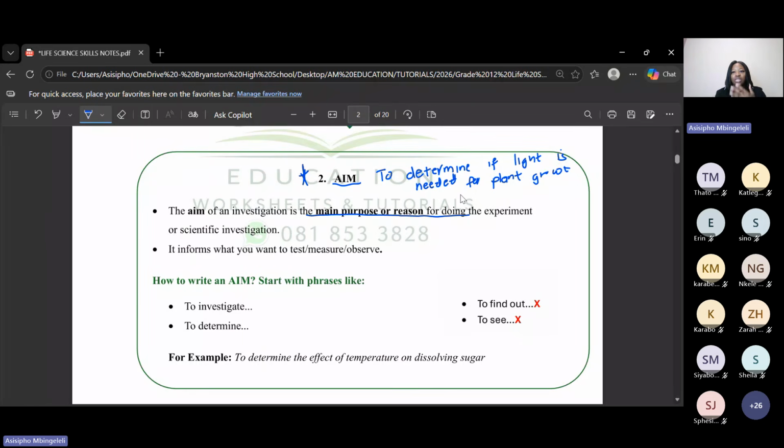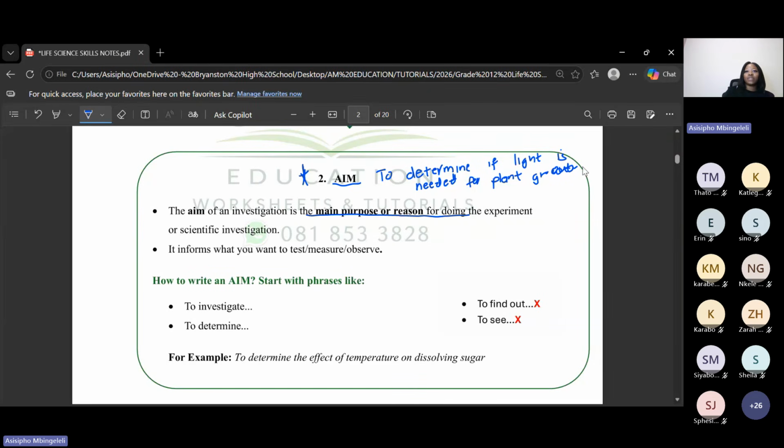Any investigation that will be given to you will have an aim, and you're going to see that once we start doing the examples. Now, this is the statement, and this is what my investigation is about. I want to find out if light, not even lamp light, the light from radiant energy, the light from the sun, is the one that is causing my plant to grow. That is my aim. The aim will be mentioned in the investigation.